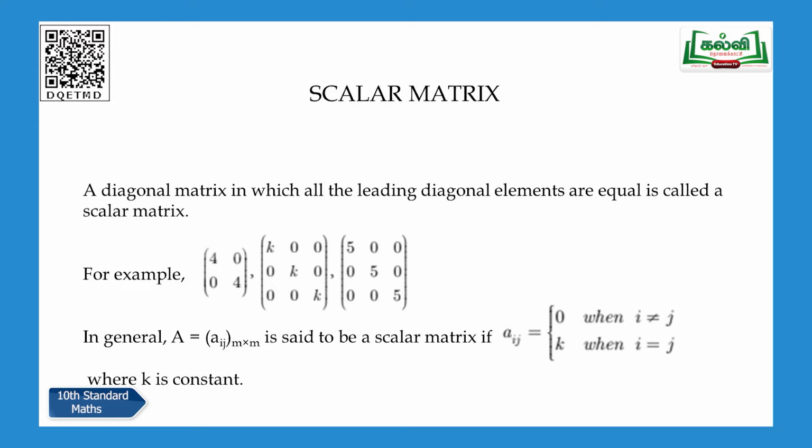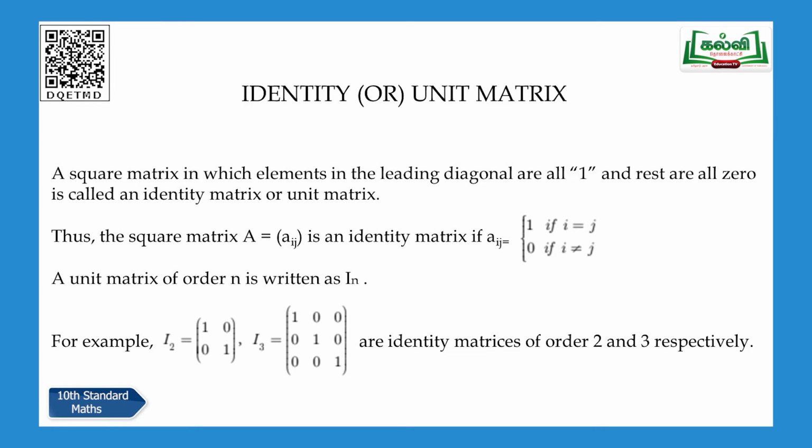So, in general it is said to be a scalar matrix if Aij is equal to 0 when i is not equal to j. That means the row number and the column numbers are not same, then the value is 0. When the row number and the column number are both same, then the value is k, where k is a constant. Next is identity or unit matrix.